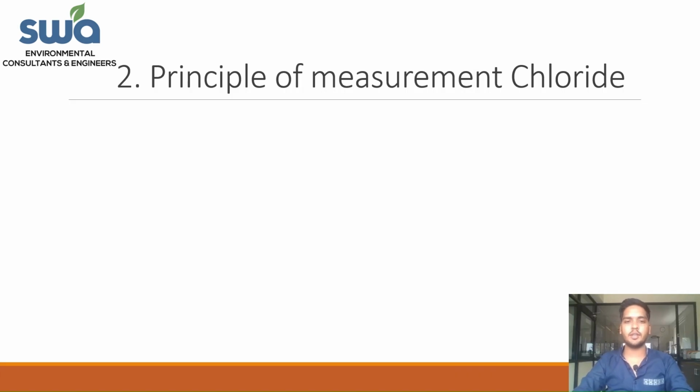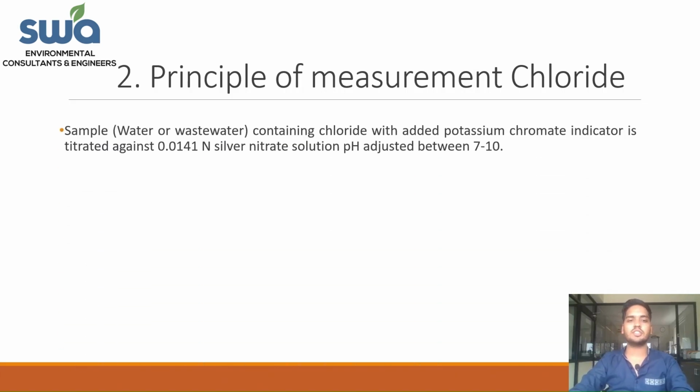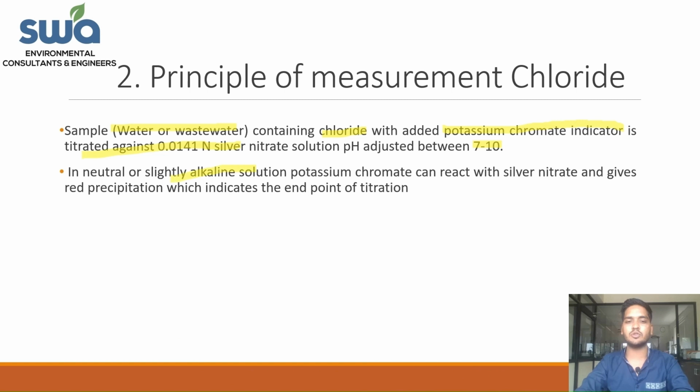So let's understand the principle of measurement. The sample, water sample or wastewater sample, containing chloride, with added potassium chromate indicator, is titrated against 0.014 normal silver nitrate solution at the pH of 7 to 10. The pH is very important in this analysis. At neutral or slightly alkaline solution, the chromate indicator will react with silver nitrate and give red precipitates, which is the end point of titration.